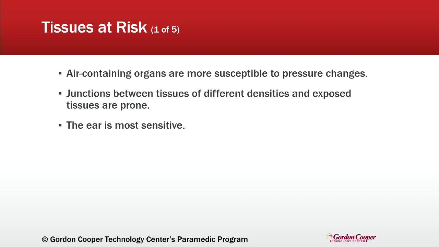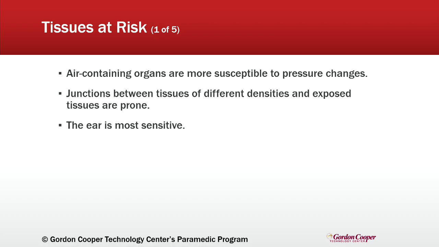Air-filled organs are particularly vulnerable to blast pressure changes, including the middle ear, the heart, the lungs, major blood vessels, and even the gastrointestinal tract. Tissue junctions where densities differ and exposed tissue are also prone to injury. So where some tissues connect together, we might see a greater likelihood of injuries there.